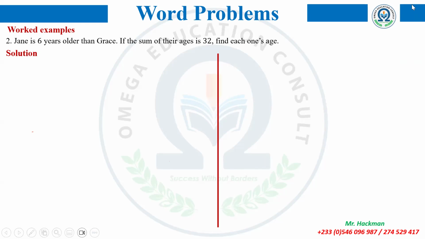So if you represent Jane's age by X, then Grace's age will be X minus 6. So you'll be dealing with subtraction. But if you represent Grace's age, which is the smaller age, by X, then Jane's age will be X plus 6. You get the point. So that's the difference. That doesn't mean you cannot represent Jane's age by X. You can. But we want to avoid subtraction and division.